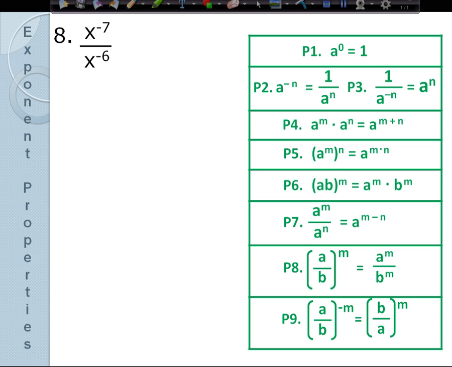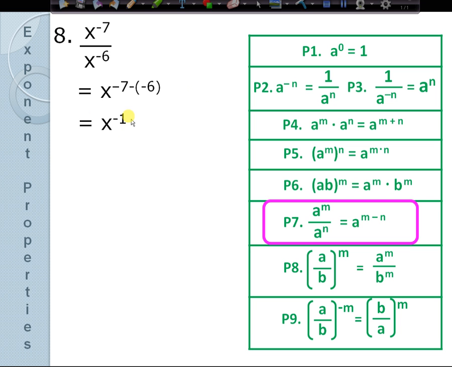All right, look at number 8. You have x to the negative 7 over x to the negative 6. Now, I realize that we have negative exponents, but before we deal with that, let's look at property number 7 that tells me when I have the same base variables or base numbers, I'm going to subtract my exponents. So I'm going to say that x to the negative 7 over x to the negative 6 is the same thing as x to the negative 7 minus a negative 6. When I have minus a negative, it becomes positive. So that's the same thing as saying negative 7 plus 6, which gives me x to the negative 1.